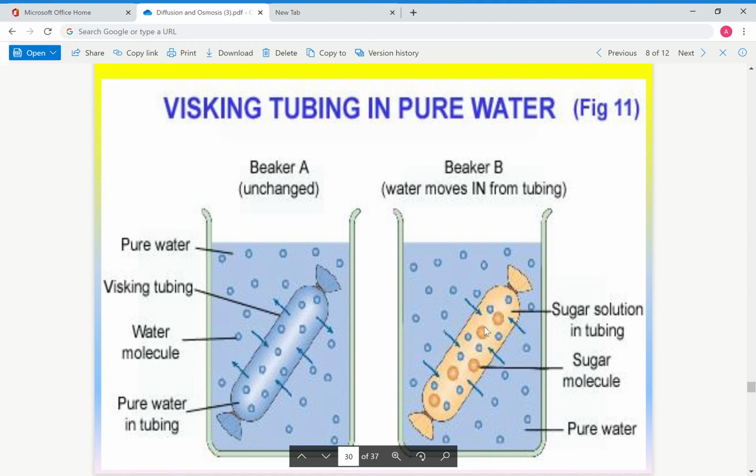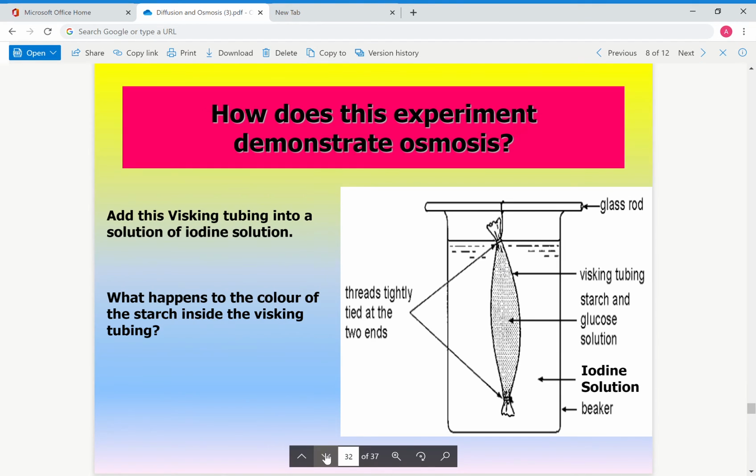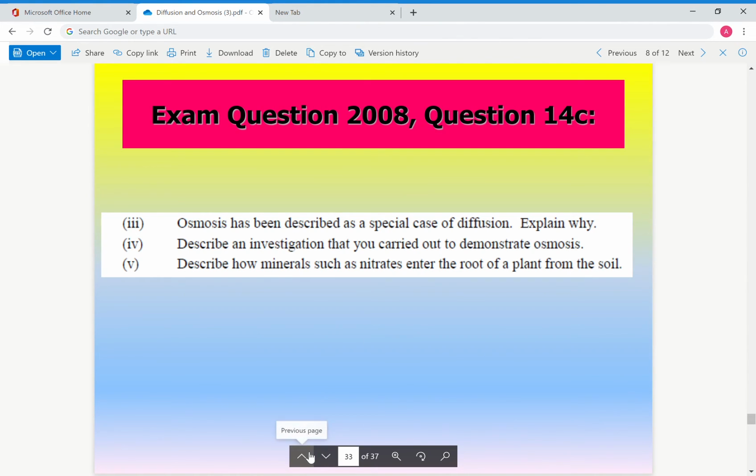You always have to think that they might do this the opposite way as well. They could show you that there's pure water in the whisking tubing and that there's a sugar solution on the outside. In that instance, water would move out by osmosis. You always have to think, where is there more water? The one on the left here is the control, and the one on the right is your experiment. So in essence the result for that will be that it gained water due to osmosis.